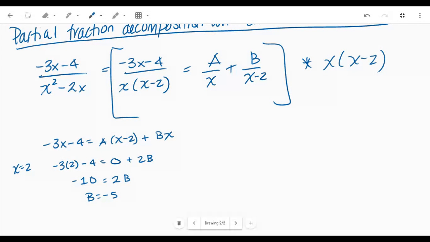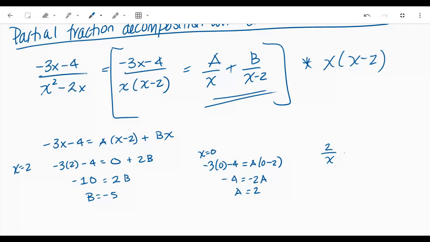Okay, and then if x is 0, negative 3 times 0 minus 4 equals a times 0 minus 2 plus 0. So negative 4 equals negative 2a, and a then is 2. Okay, so my answer, I solved for a and b, 2 over x plus negative 5 over x minus 2.